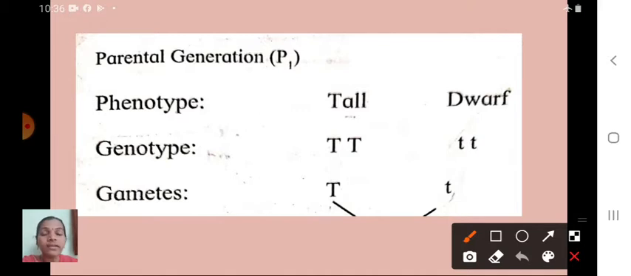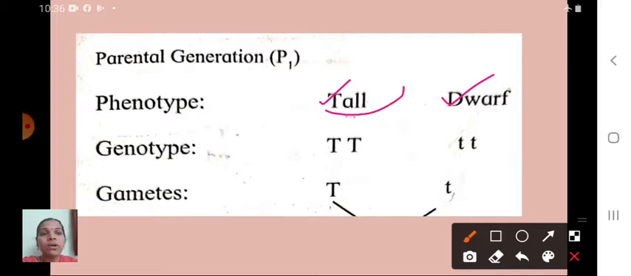Here there is only one pair of contrasting characters. Which one is it? Yes, the height of the plant. One is a tall plant, and another one is, definitely, a short plant, that is a dwarf plant. So this is the parent, the tall plant and the dwarf plant.